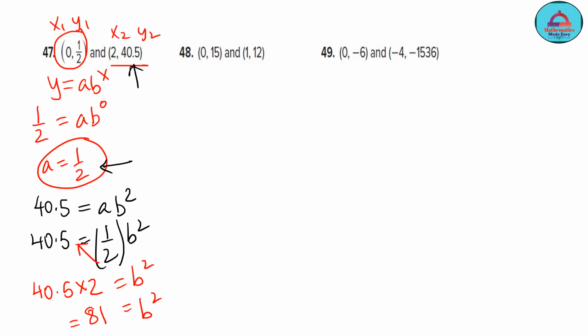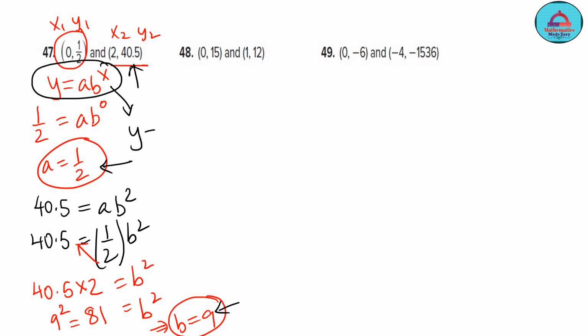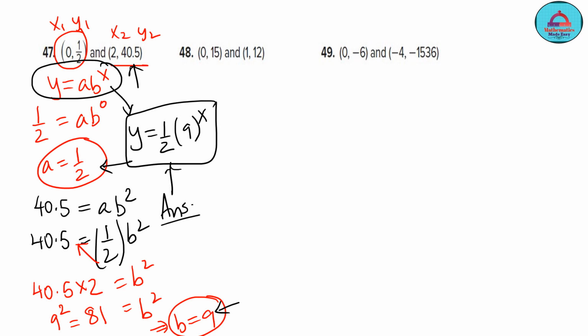So we need to write 81 as a perfect square, and that is for the number 9. So that gives us the value of b as 9. So this is where we are done. We have the value of a and b both with us. So let's go back to the basic equation and give our final answer. The final answer is y equal to 1 by 2, that's the value of a, multiplied with b to the power x. So this is your final answer. In a similar way, I would urge you to solve question 48. It's very, very simple. You will just follow the same steps.